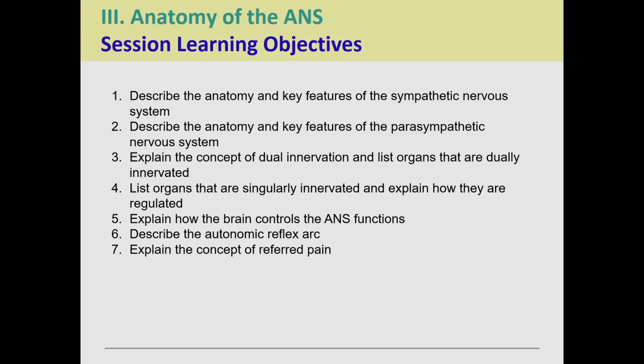So to wrap up the autonomic nervous system, we're just going to do a brief review of the anatomy of it, just so we remember what parts are doing what, especially in terms of the sympathetic and parasympathetic divisions and how things are innervated. We'll talk about some organs that are singularly innervated versus those that are dual innervated, talk about how the brain controls the autonomic nervous system, and then talk about the reflex arc and referred pain.